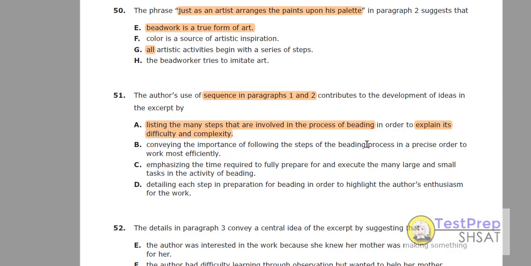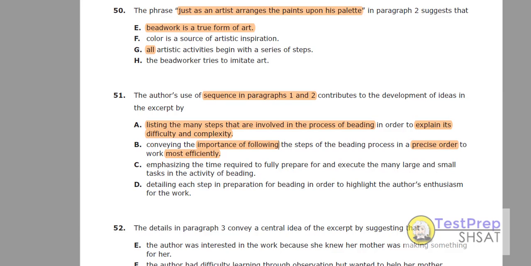B, conveying the importance of following the steps of the beading process in a precise order to work most efficiently. Okay, that's extreme. Most efficiently? I have no idea if she's working most efficiently. And it doesn't say whether that's the precise order it always has to be. It's just the daughter observing the order. And this is the importance of following exactly those steps. We don't know if she has to follow exactly those steps. So B is definitely wrong. This is not the right answer.